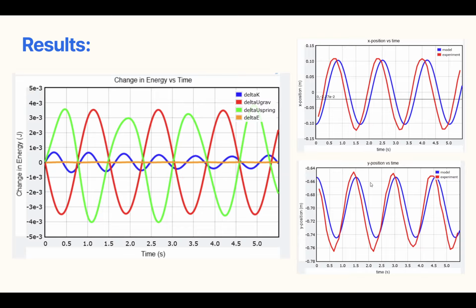And here we have a comparison of the computational model and the experimental model for the motion of the mass. In red, we have the experimental model, and in blue, we have the computational model. This is just to prove how accurate our model is.